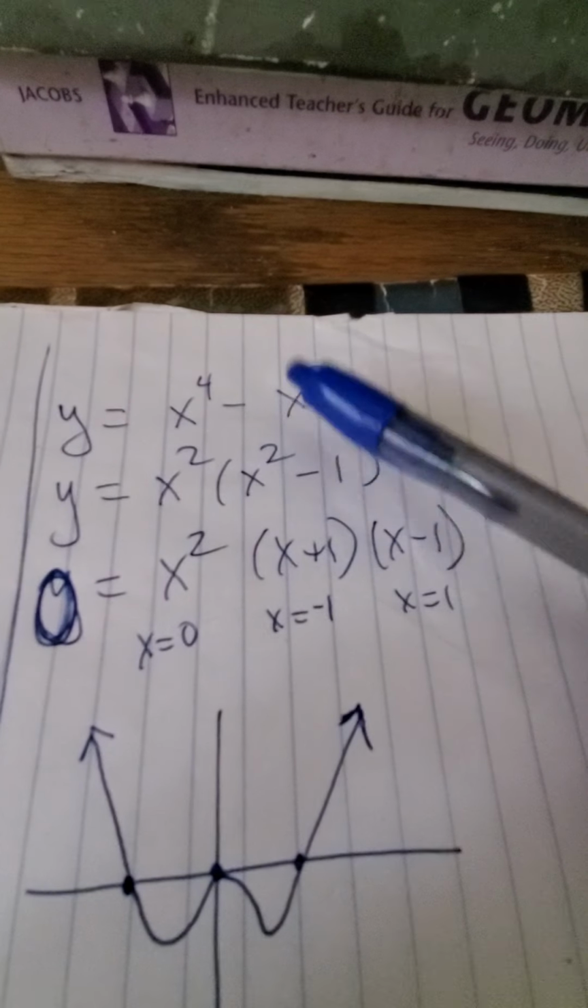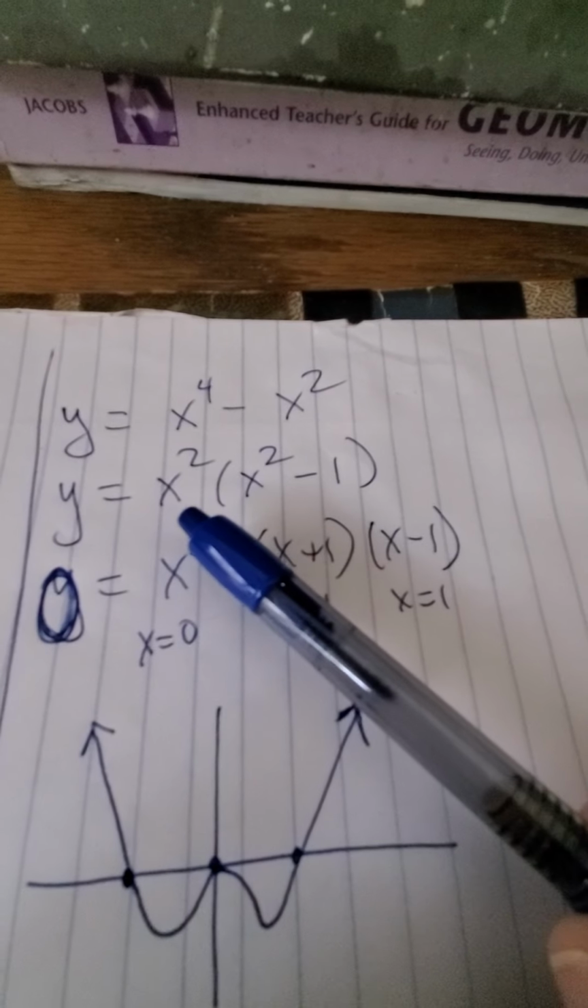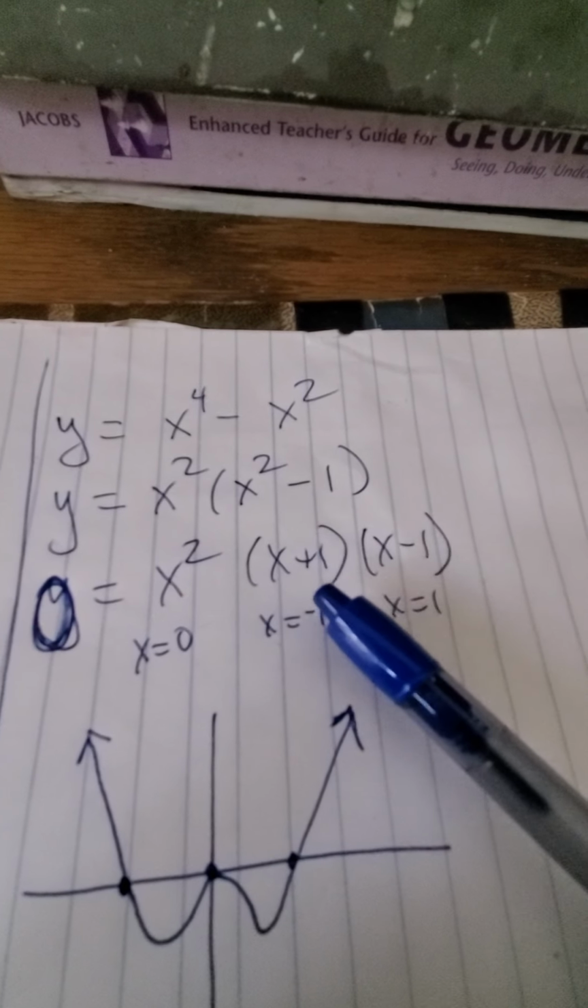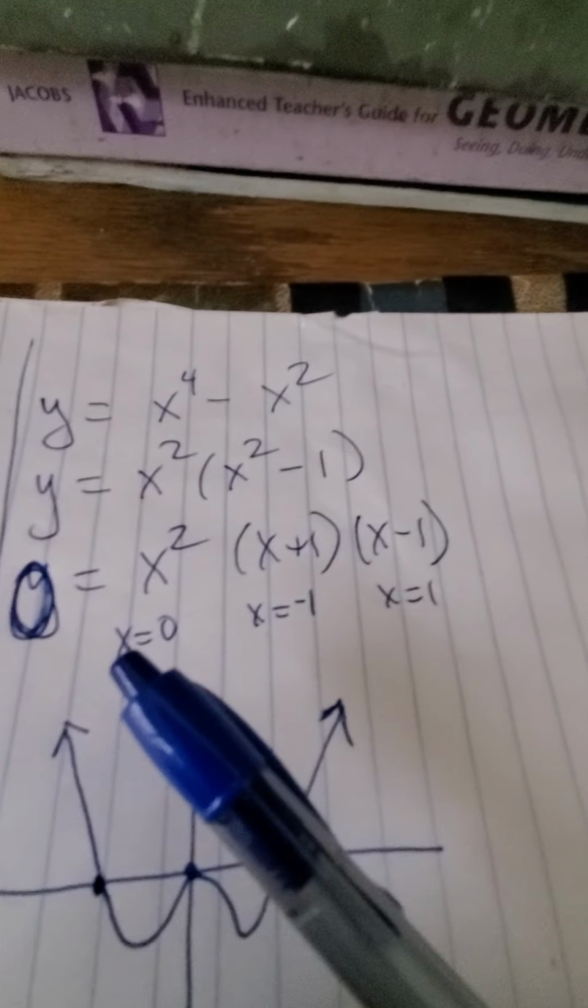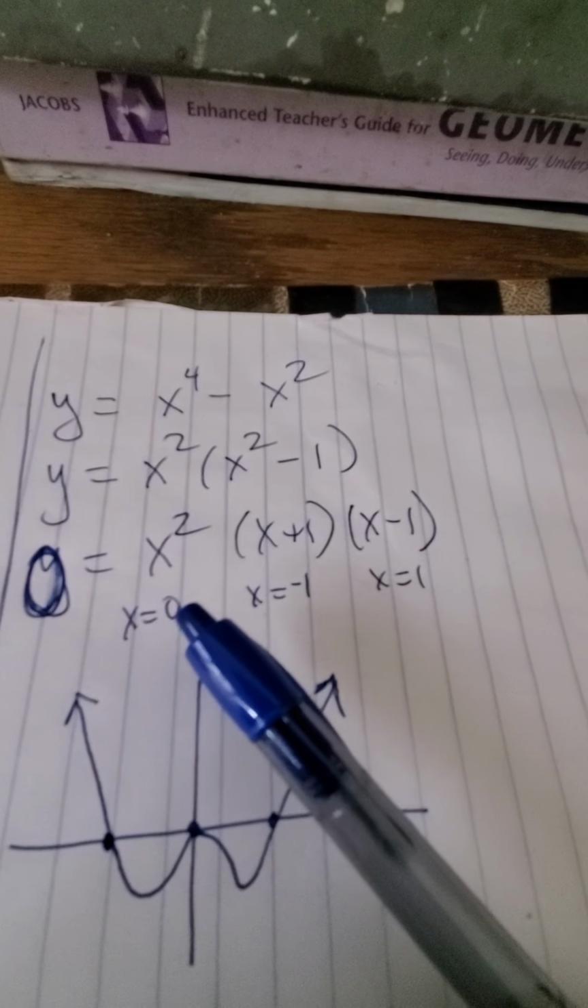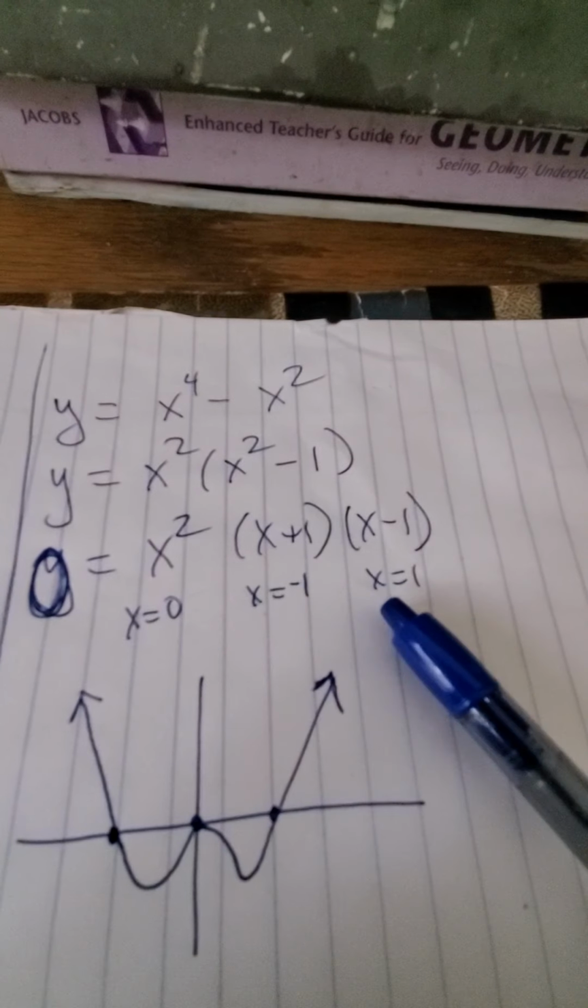Let's look at another example. Y equals x to the fourth minus x squared. So we factor out the x squared. And x squared minus 1 factors into x plus 1, x minus 1. We set y equal to 0, so we get x equals 0, x equals negative 1, x equals positive 1.